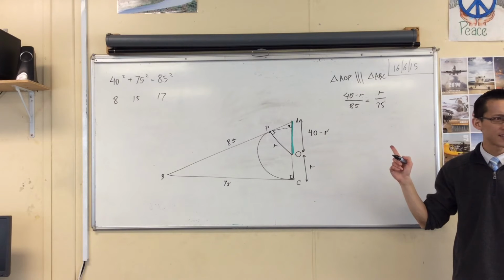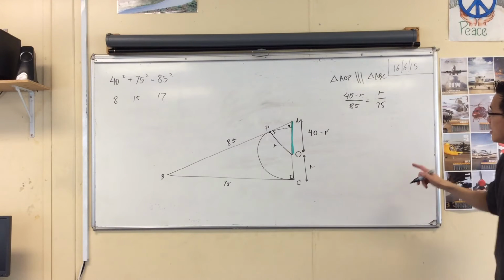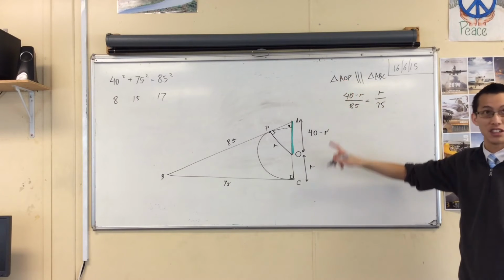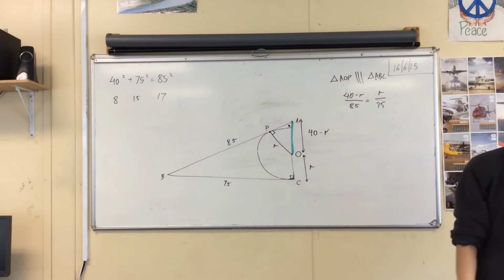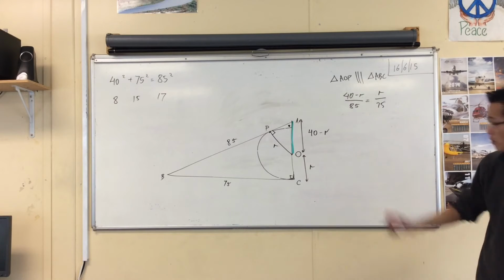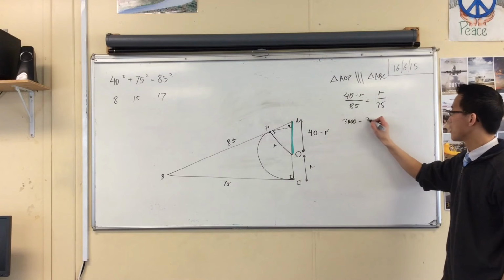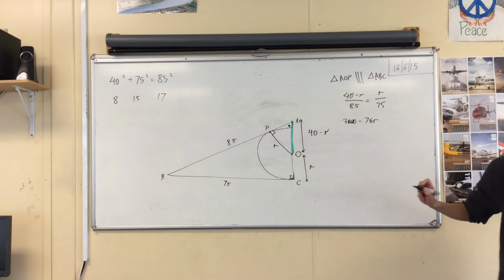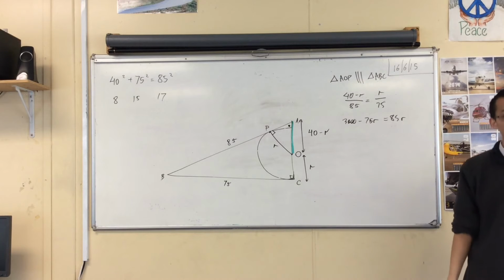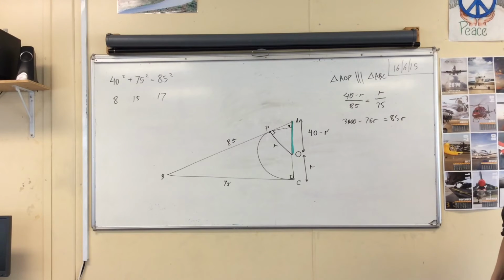You can get R from this, can't you? Let's just quickly rehearse it together. What am I going to do? I'm going to multiply across, right? Oh, gee, 75 by 40. 75 by 40, 3,000? 3,000 minus 75R, right? 85R. Now what? Take the 75R to the other side, okay?